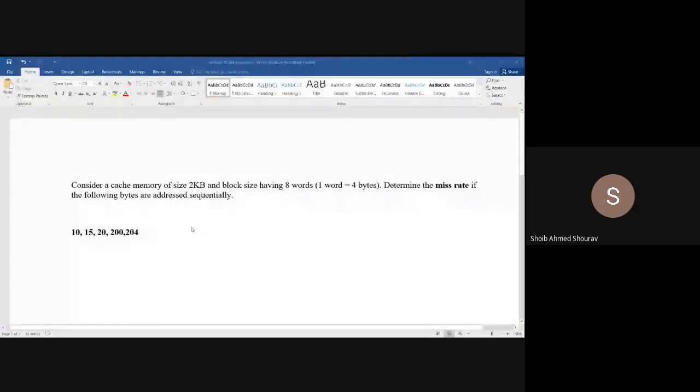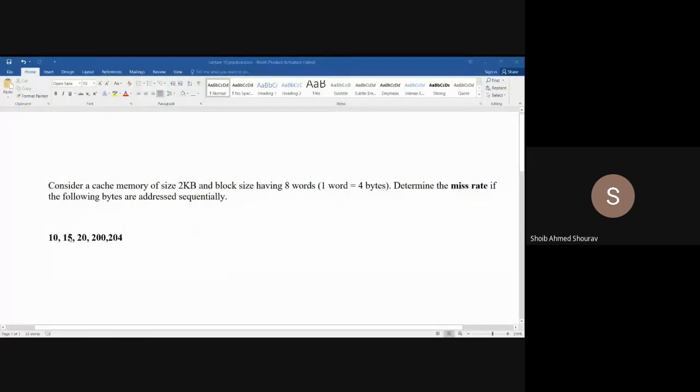Can you find the solution here? We have to find the miss rate. Consider a cache memory size of 2 KB, block size having 8 words per block. Determine the miss rate if the following bytes are addressed sequentially: 10, 15, 20, then 200, then 204. Okay, find out the result.